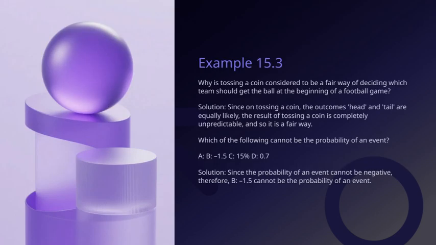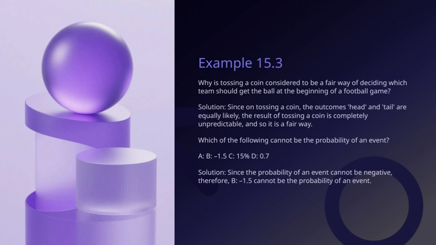Let's look at the solution here. Since the probability of an event cannot be negative, -1.5 cannot be a valid probability. Probabilities are always between 0 and 1, inclusive. So a negative number like -1.5 simply isn't possible for an event's likelihood. Now in the options given, A, B, -1.5, C, 15%, D, 0.7, only the negative value is invalid. The 15% translates to 0.15, which is a valid probability, and 0.7 is also within the acceptable range.